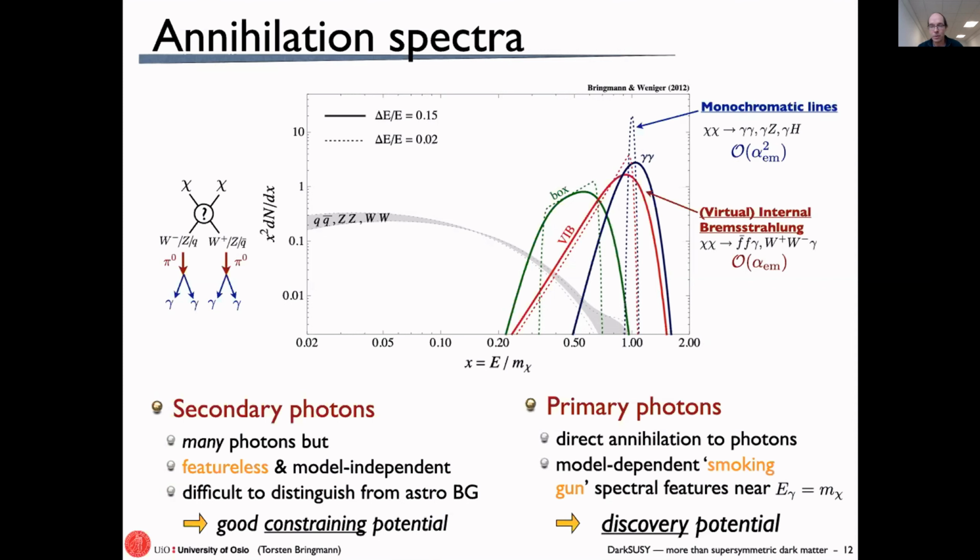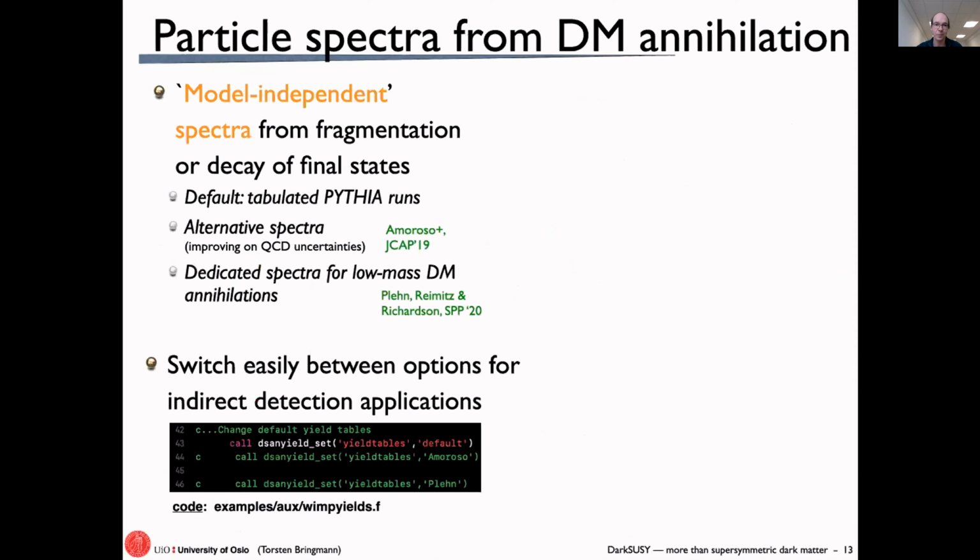On the other hand, if you have an annihilation channel where you have a photon in the final state, then this typically leads to very pronounced spectral features close to the kinematic endpoint that corresponds to a photon energy equaling the dark matter mass. This is, of course, suppressed. Dark matter is neutral, so it has to be suppressed by powers of the electromagnetic coupling constant. But since the spectral feature is so pronounced, this kind of channel has a very nice discovery potential for dark matter.